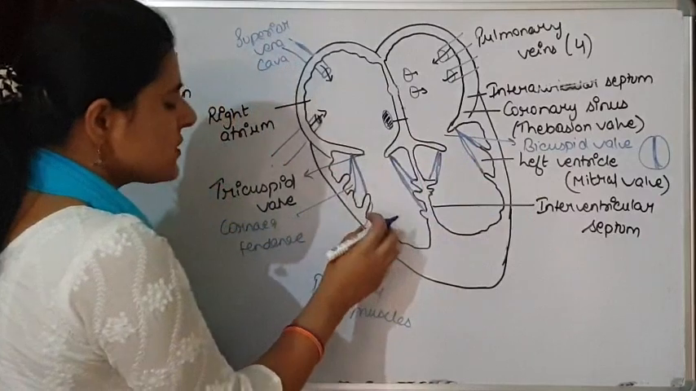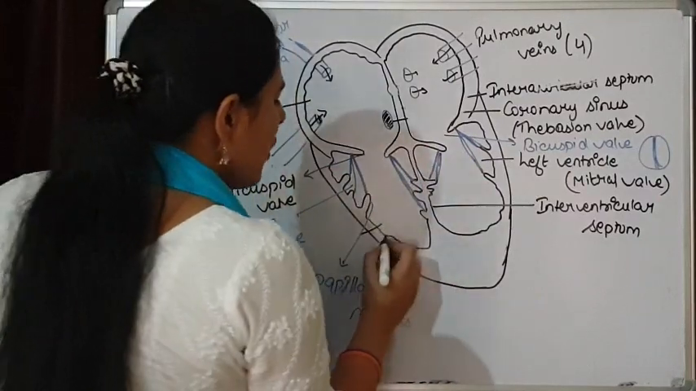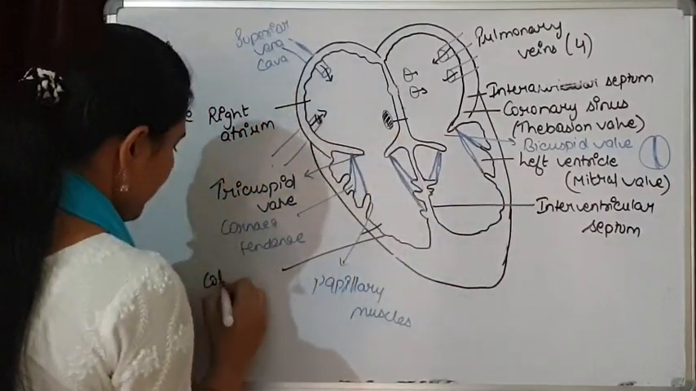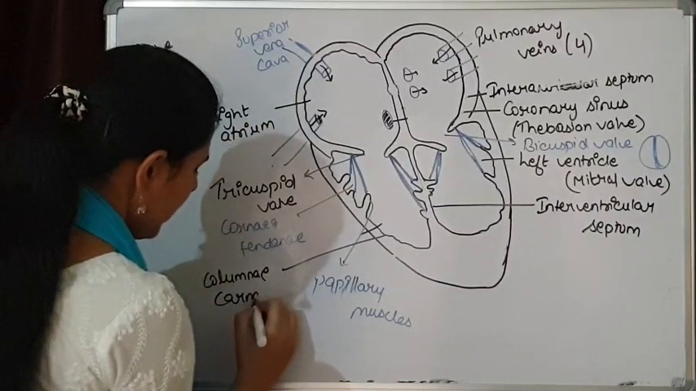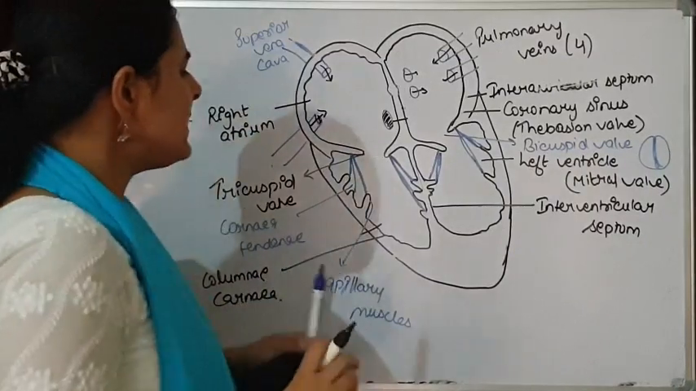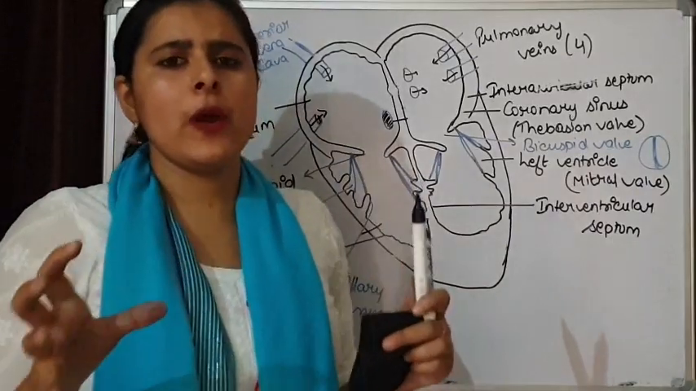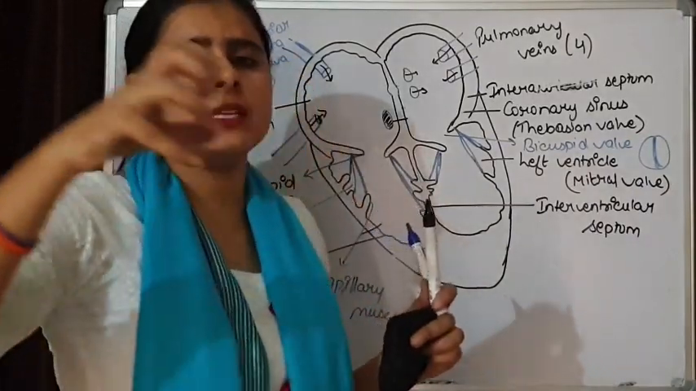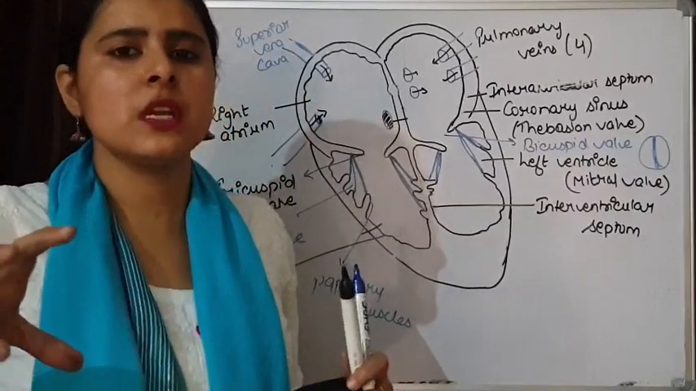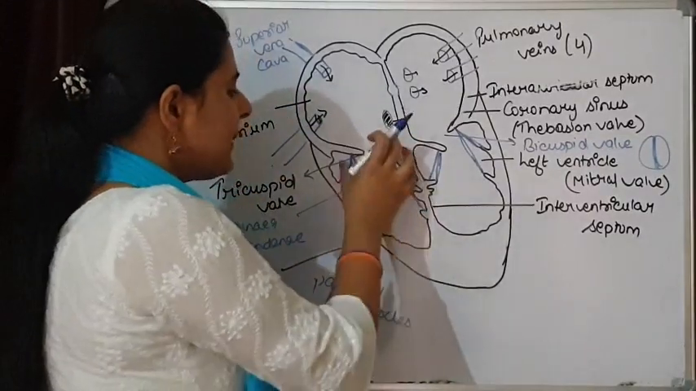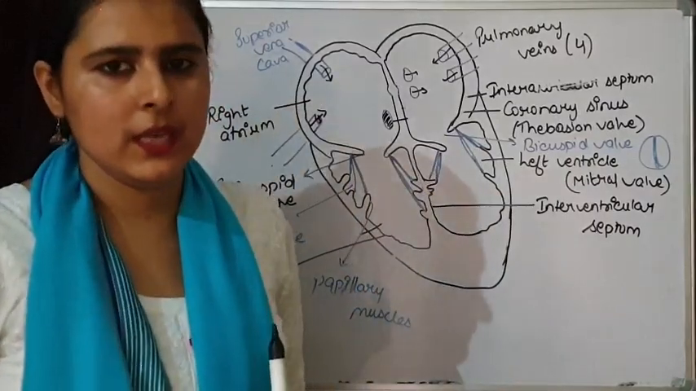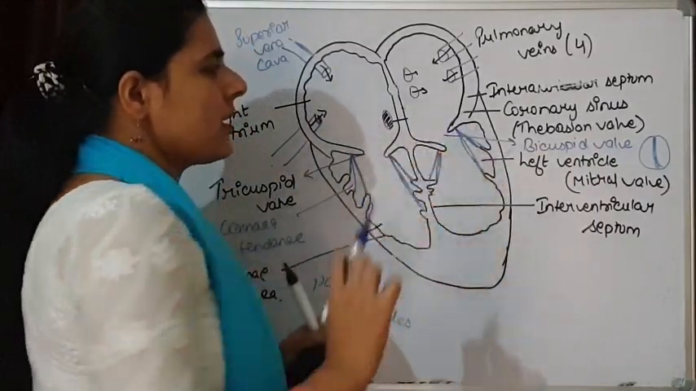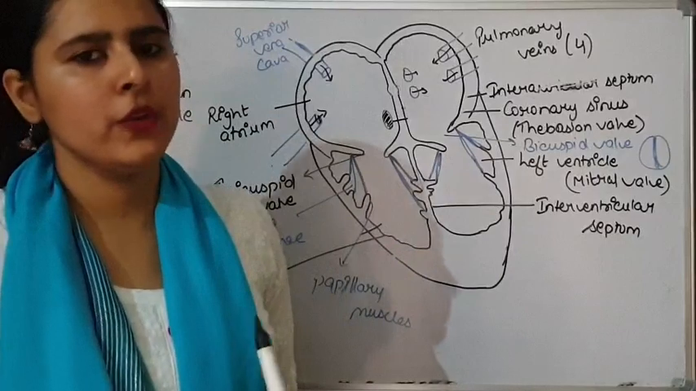These lower ridges, small size ridges, they are known as columnae carneae. Now these structures are also providing some more surface area. These are rough muscular structures that are helping ventricles to increase their surface area. This is how these bicuspid and tricuspid valves are functioning.